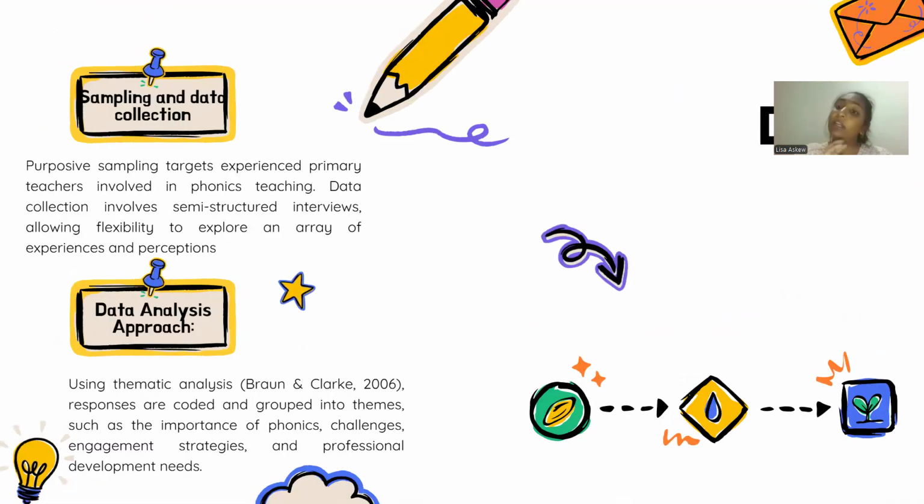Next, I went on to sampling and data collection, which I've briefly spoken on. I used sampling targets such as experienced primary school teachers as well as student teachers. This I did through interviews, questionnaires, etc. I also grouped them into themes such as challenges, engagement strategies, and professional development needs. This way, I was able to get a variety of data from teachers with different levels of experience.